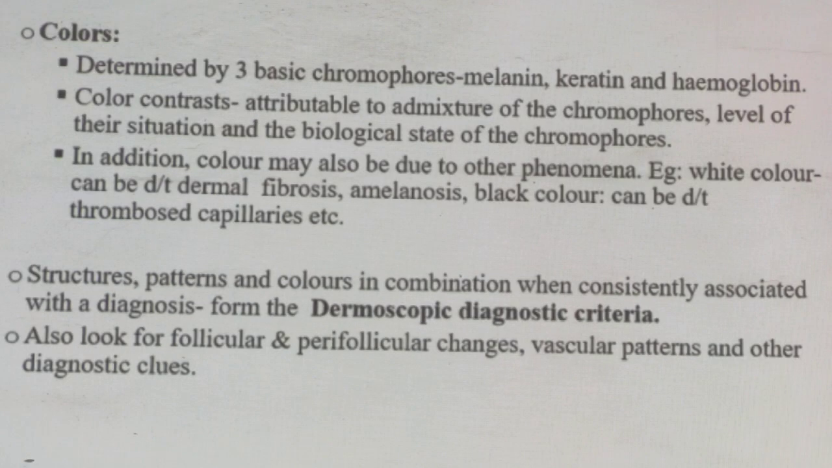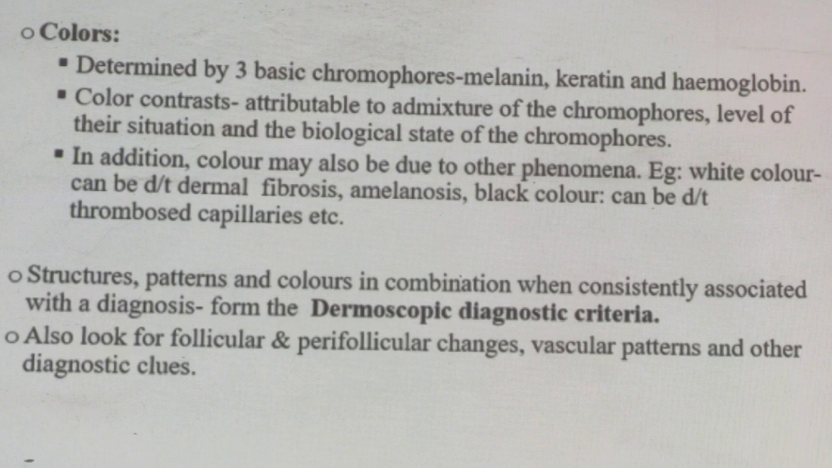Next. Colors. Colors are determined by three basic chromophores: melanin, keratin and hemoglobin. Color contrast can be attributed to admixture of chromophores, level of their situation and the biological state of the chromophores. In addition to these chromophores, colors may also be due to other phenomena. For example, white color can be due to dermal fibrosis or amelanosis, whereas black color can be due to thrombosed capillaries. Structures, patterns and colors in combination, when consistently associated with a diagnosis, form the dermoscopic diagnostic criteria.